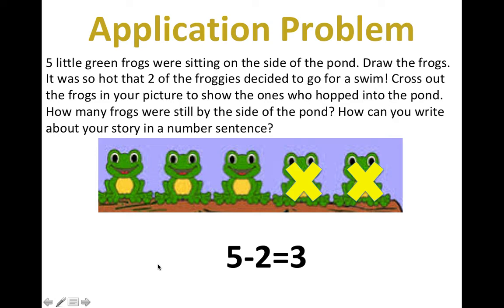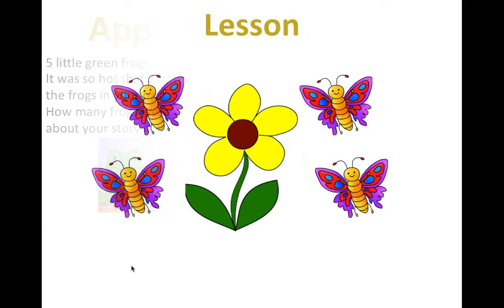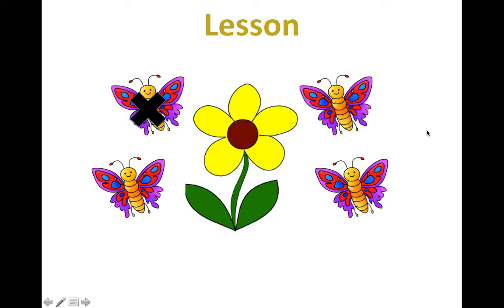So very good job at doing your application problem. Let's put all the materials to the side and let's get started. So today's lesson, please pay attention. I have a flower and 4 butterflies decided to fly around them. Then 2 butterflies decided to go home. How many are left? So we know that we had 4 butterflies flying around the flower, and then 2 of them decided to go home. How many are left? So we know we have 2 left.